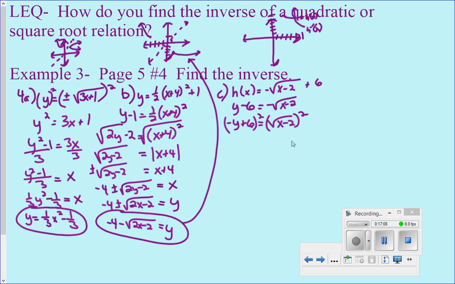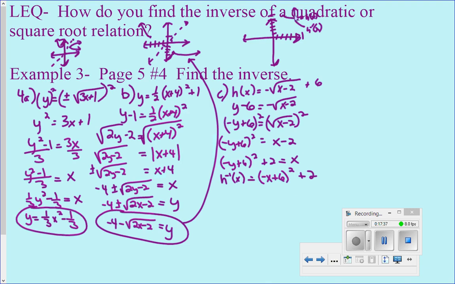And then when I square root, just what was underneath. And this, I'm not bothering to square. I'm going to leave it as negative y plus 6, the quantity squared. I'm going to add 2. And I'm going to interchange x and y and make this h inverse of x. So negative x plus 6 squared plus 2. So now that's my parabola's equation.